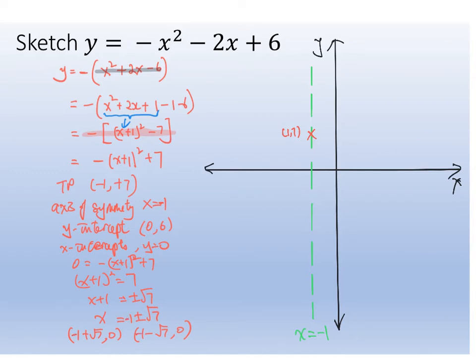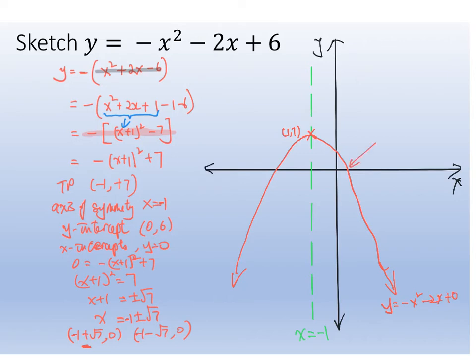Alright, so here, let's do it. Square root of 7 is between 2 and 3. So 2 and 3 is greater than minus 1. So this point is on the positive side of the axis. So if I sketch that, alright, this is y equals minus x squared minus 2x plus 6.